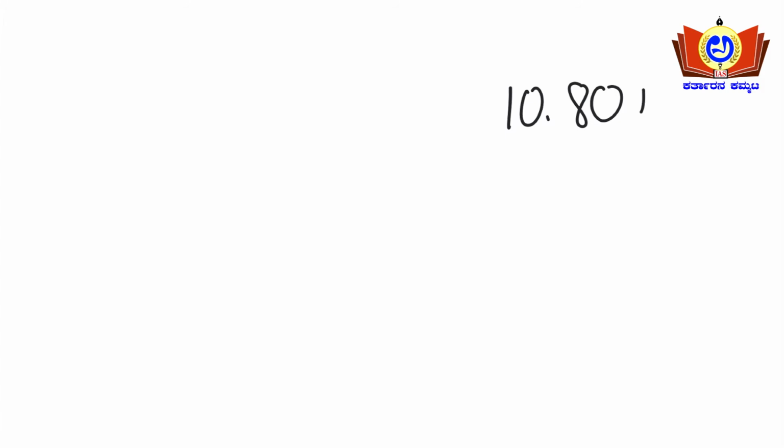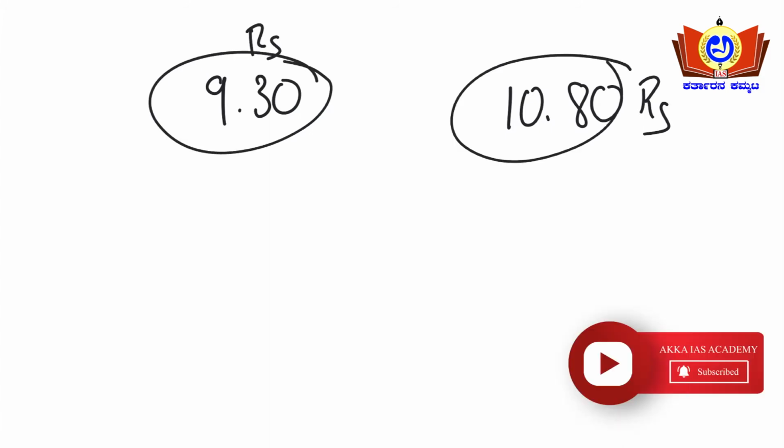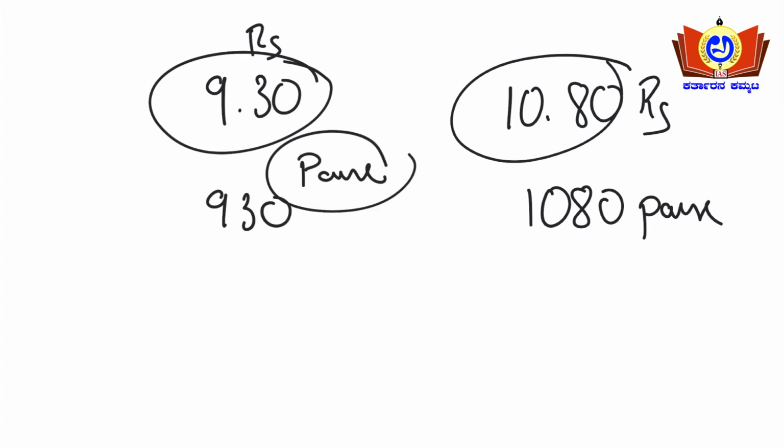10.80 rupees I will write on the right hand side, and 9.30 rupees I'll write on the left hand side, because of the lesser value and the greater value, okay? So this 10.80 rupees can be written as 1080 paisa, yes or no? And 930 paisa. See, for your calculation's sake it will become easier here. So 1080 paisa and 930 paisa.